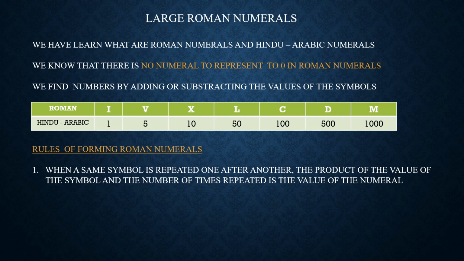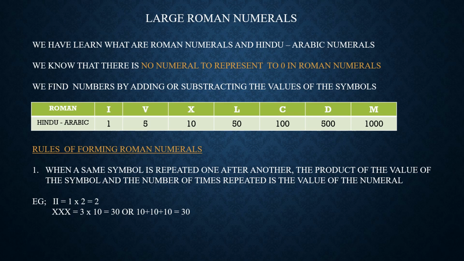Listen once again. When the same symbol is repeated one or more times, the product of the value of the symbol and the number of times it is repeated will give you the value of the Roman numeral. For example, you see II. There are 1 and 1. The same symbol is repeated 2 times. So it has the value of 1 and it is repeated 2 times. So 1 into 2 is 2.